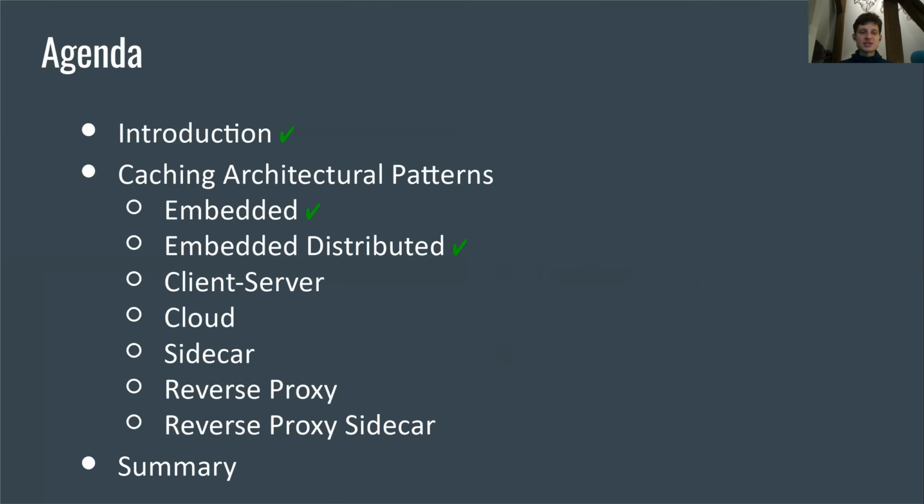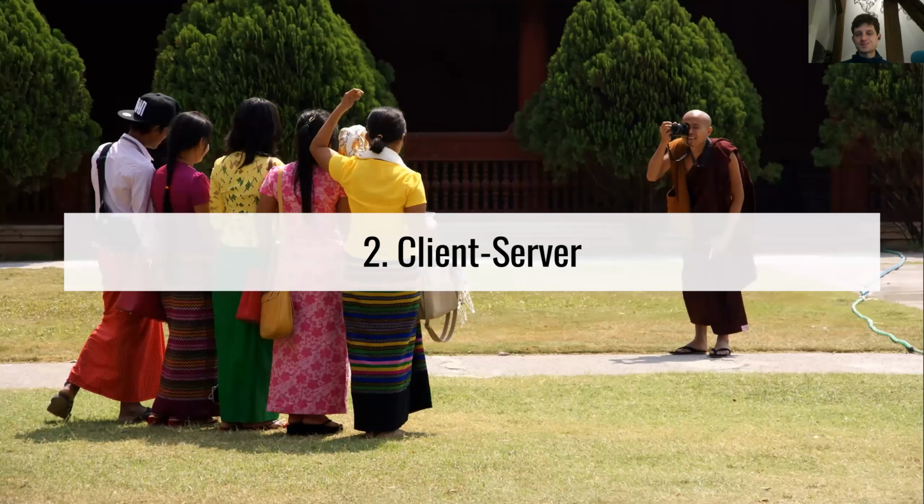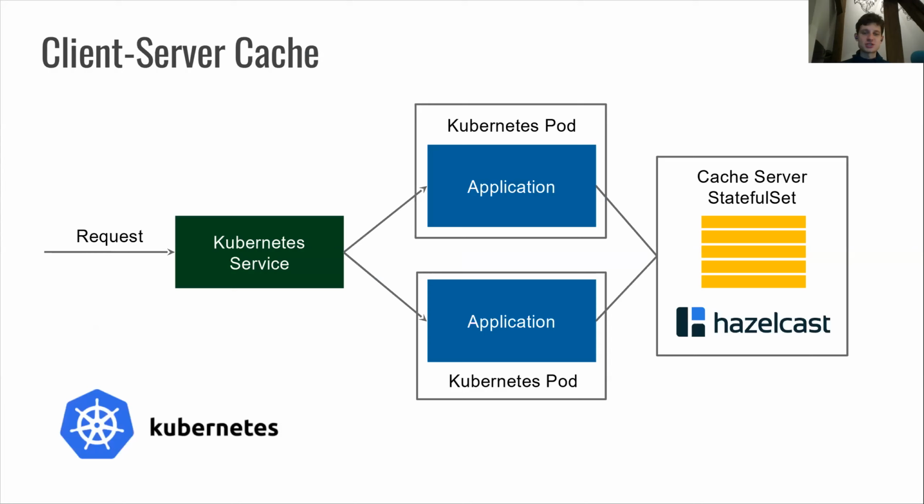Okay, we covered embedded cache. Next one is client-server. Client-server is this good old database style. We set up the cache server separately and then use a cache client to connect to the cache server. This is how it looks. Again, a request goes to our system, to the Kubernetes service, and is load balanced to one of the applications. Now the application uses a cache client to connect to the cache server, which is deployed separately. In Kubernetes, it's usually deployed as a StatefulSet, because after all, a cache cluster is a stateful thing.